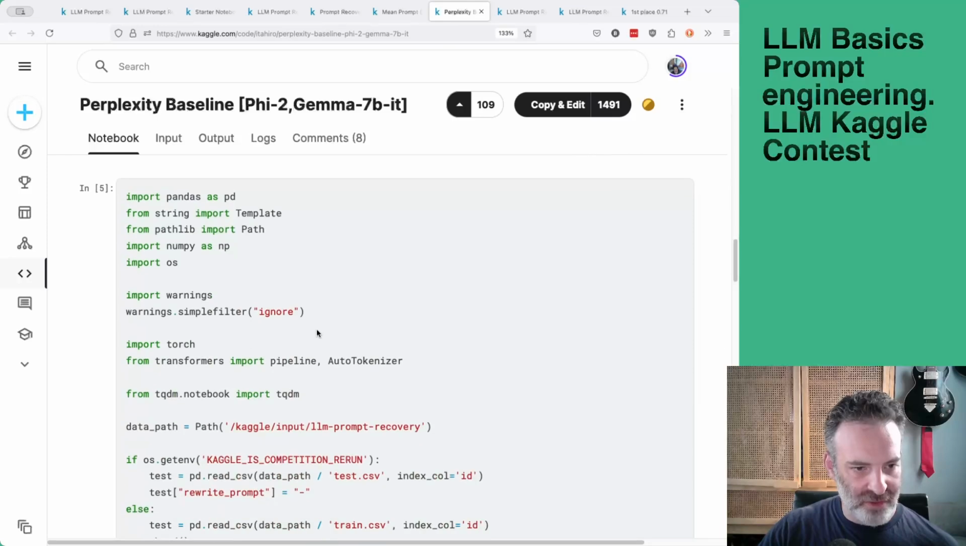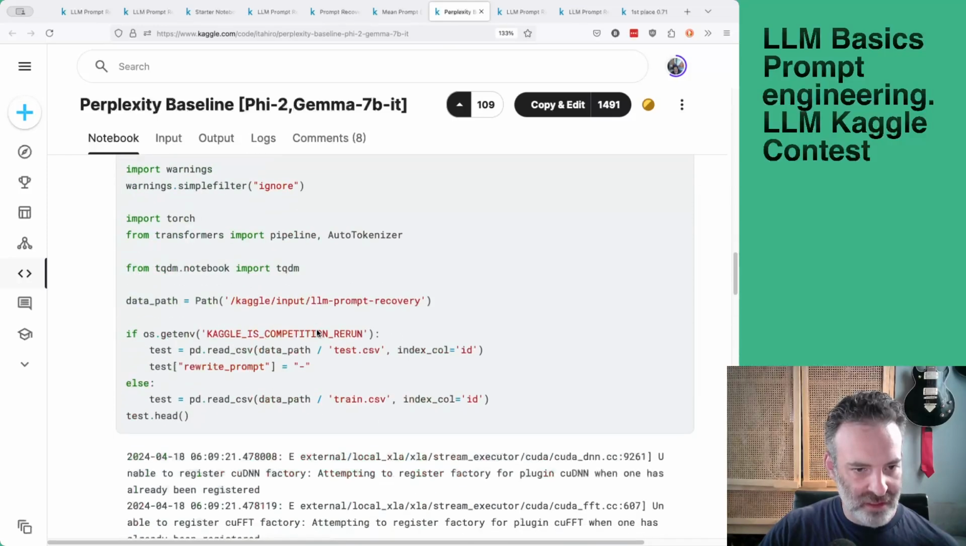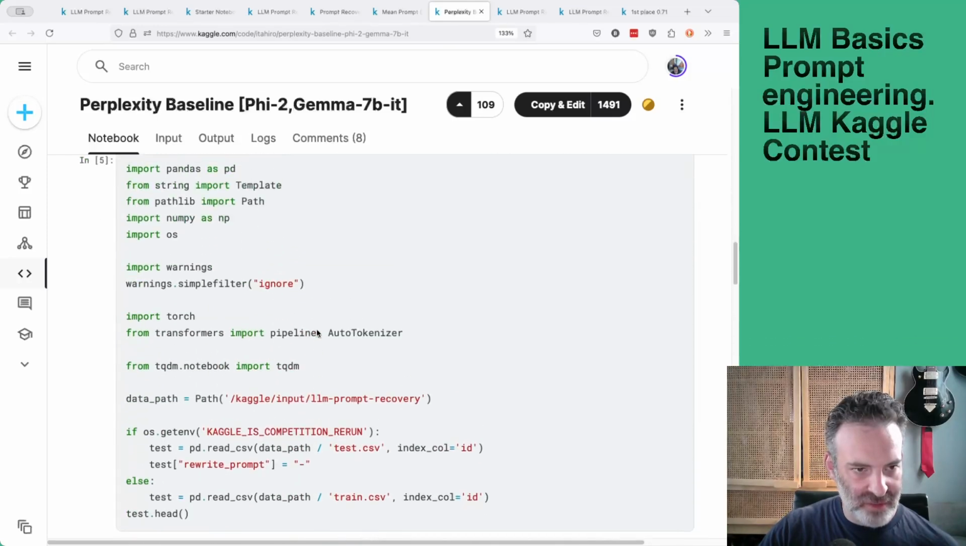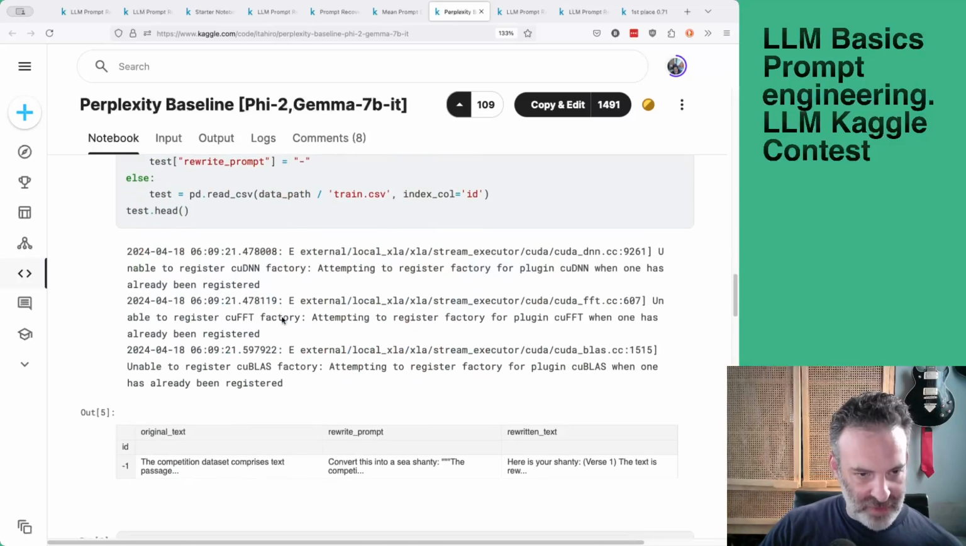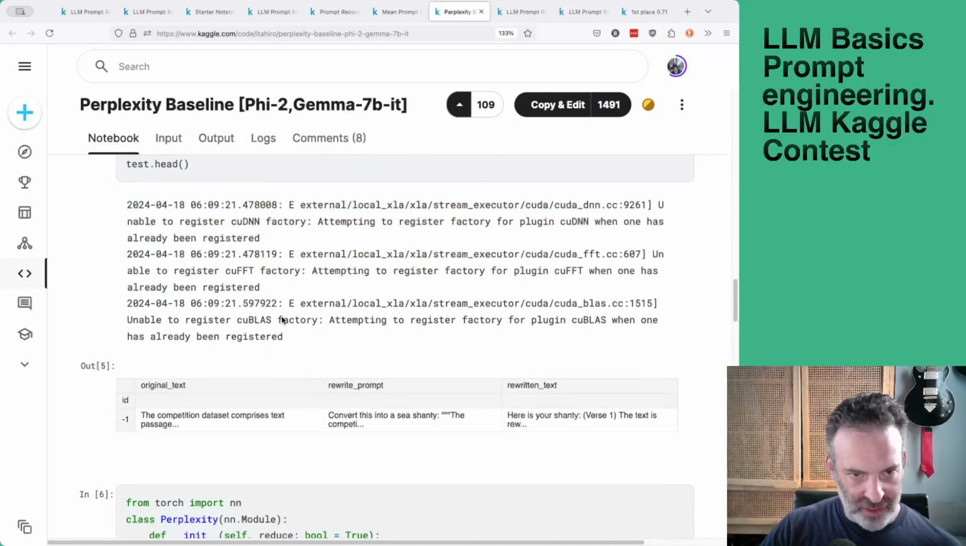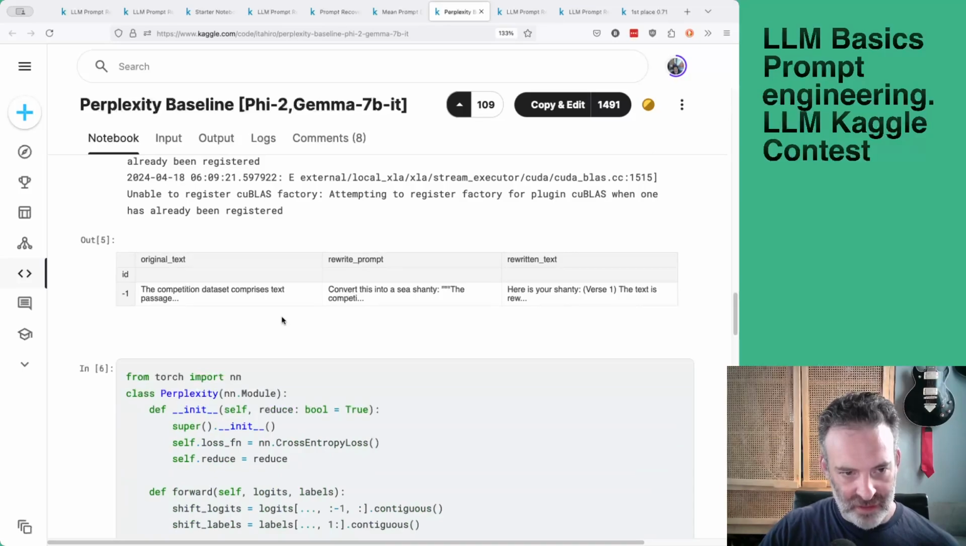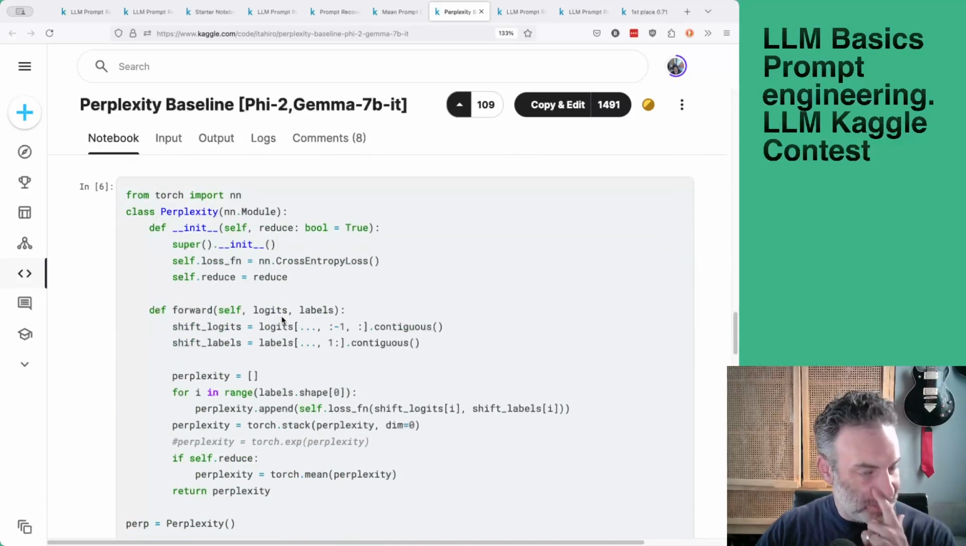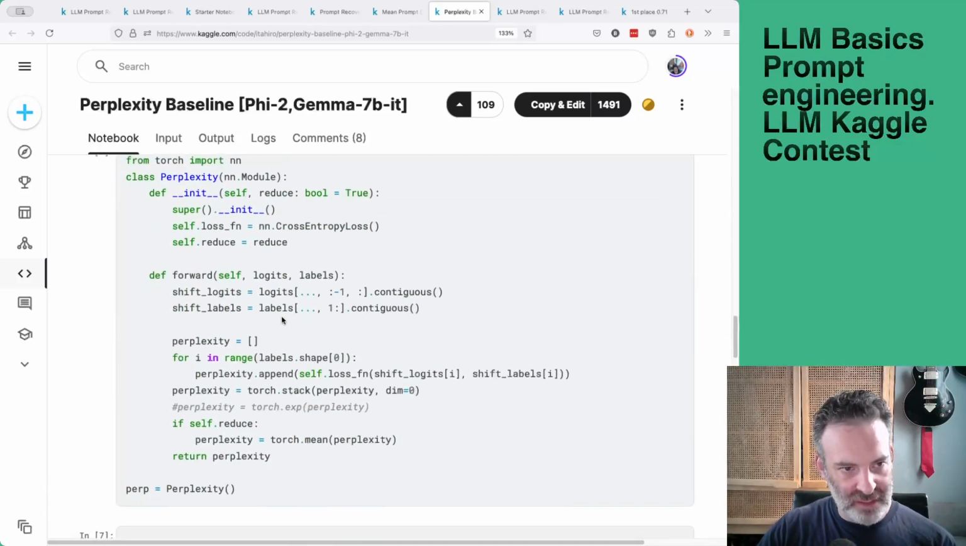Right, basic stuff here. Pandas, pathlib, just basic stuff of loading up the data. Okay, and then getting down here, this is interesting.